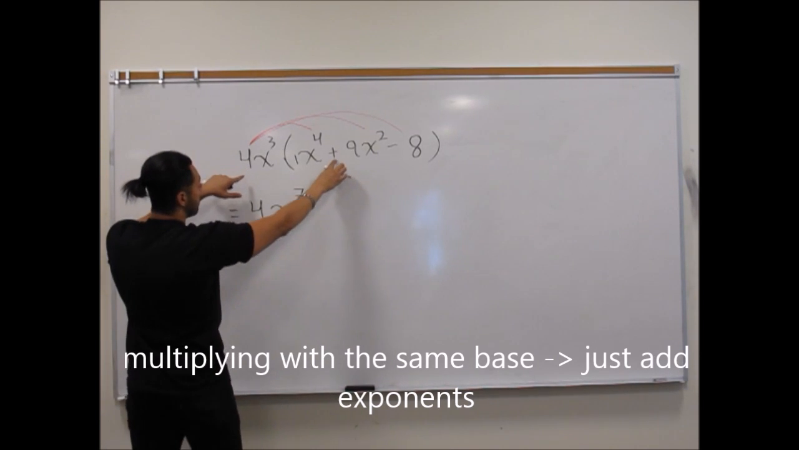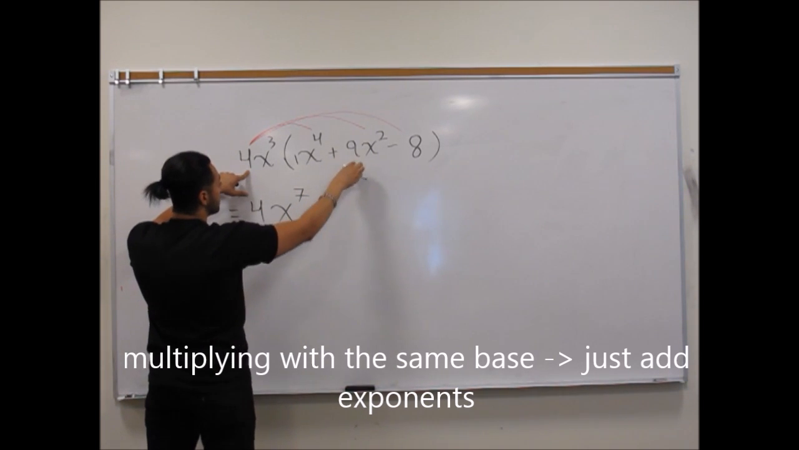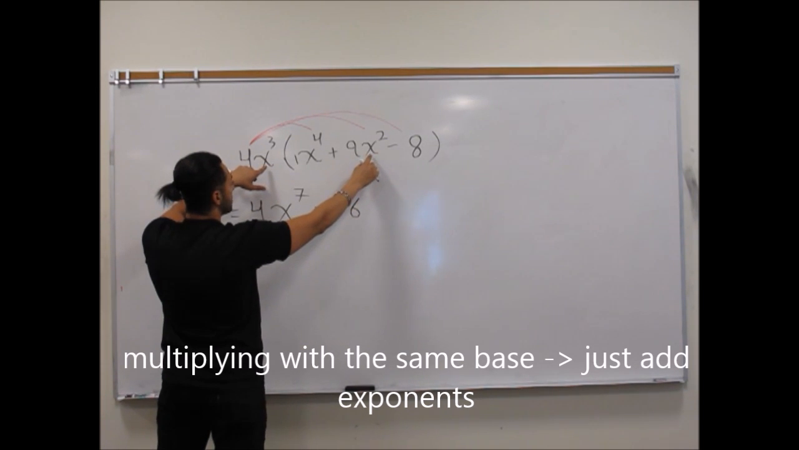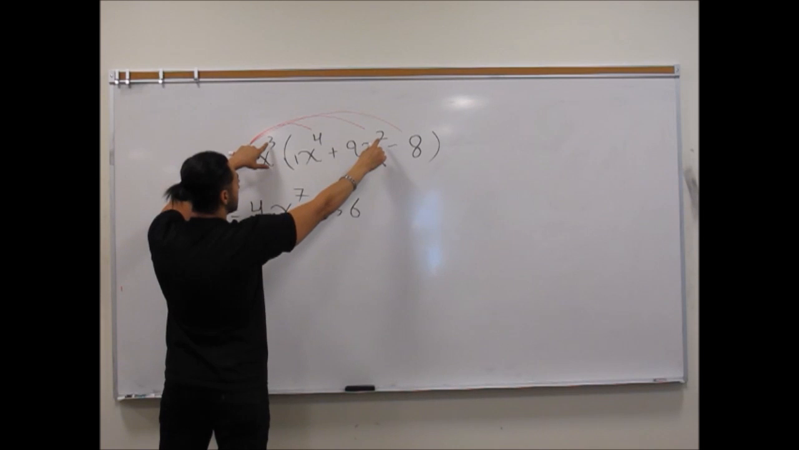Moving on, we have a positive here. So 4 times 9 is 36. Now with the variables, again, they're the same. So we're going to add the exponents. 3 plus 2 is 5.